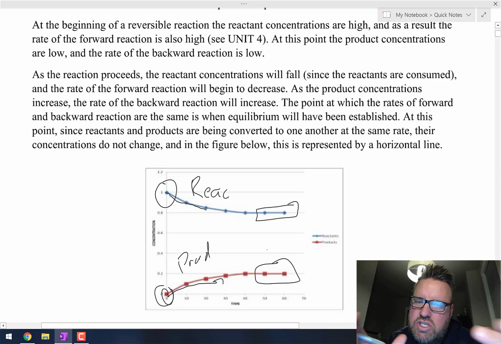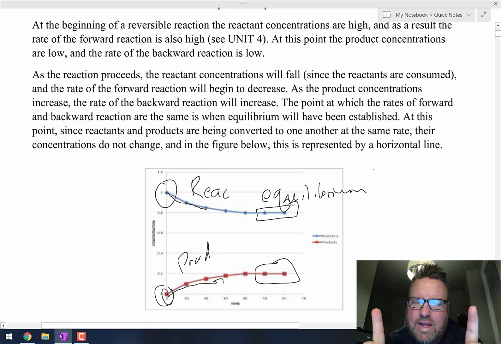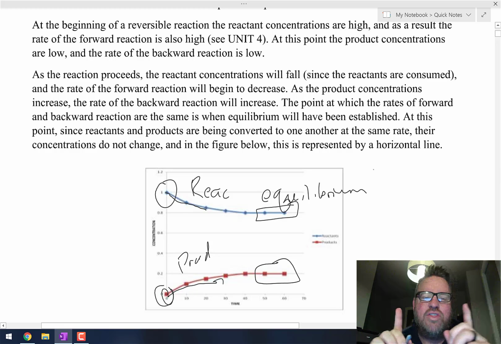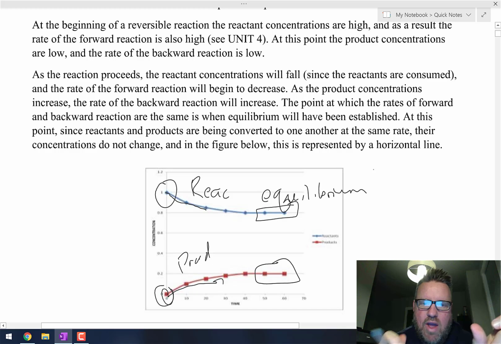Again, from our point of view it looks like the reaction has stopped, but at this point we have reached equilibrium, which, remember, means that the rate of the forward reaction and the rate of the reverse reaction are equal to each other. Equilibrium does not mean that you have the same amount of reactants as you have products. It doesn't mean you started with 1 molar reactants and now you have 0.5 molar of both. Equilibrium does not mean that.